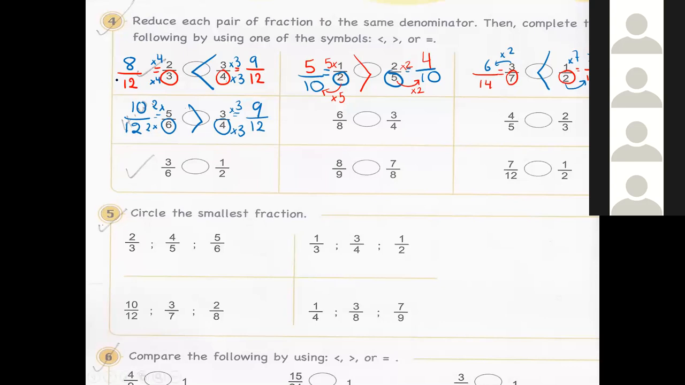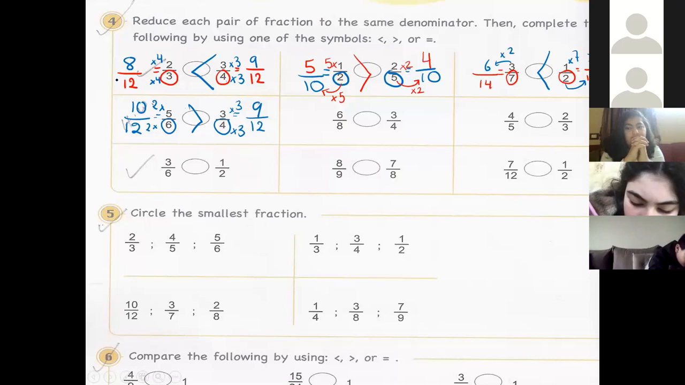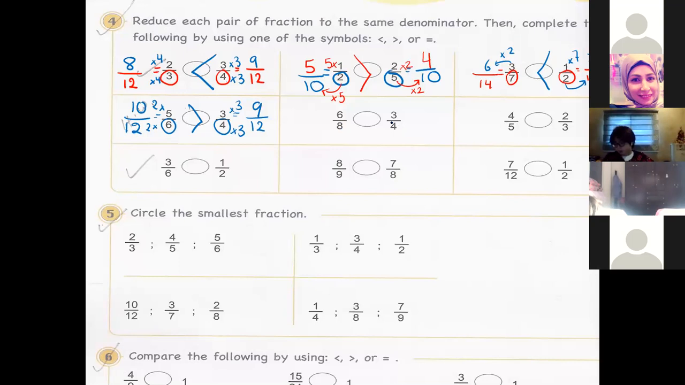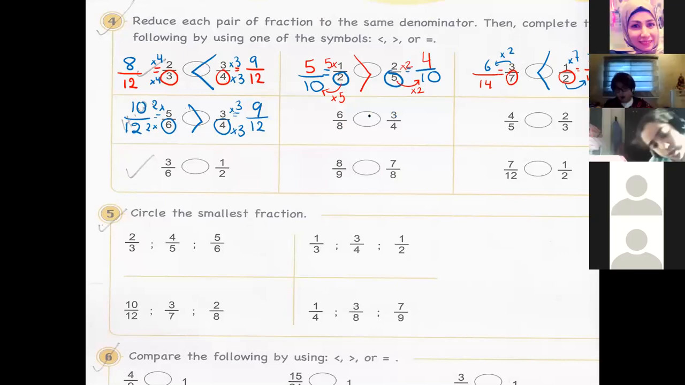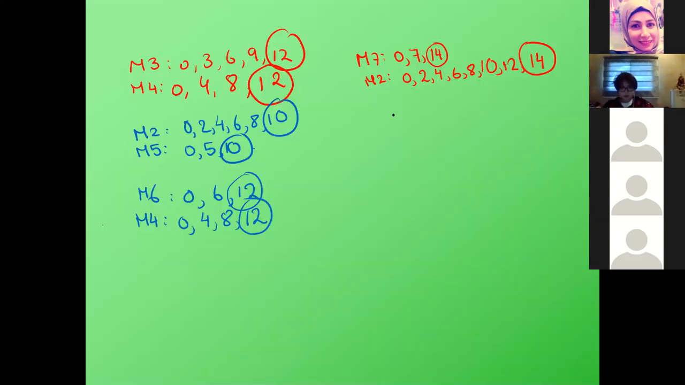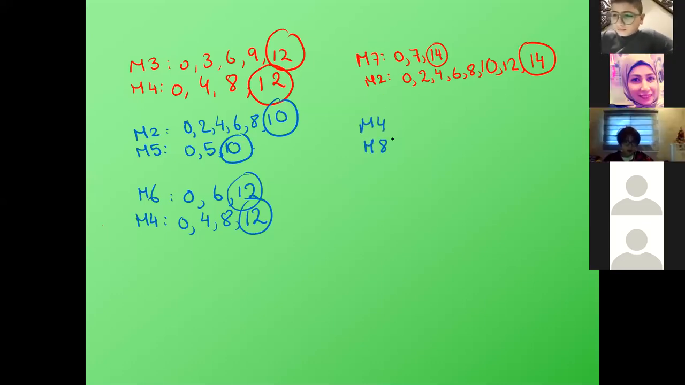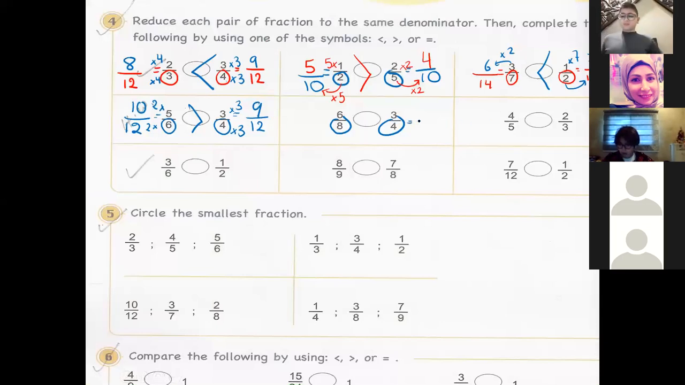Now, Jad Shibli. Yala ya Jad. The second one: 6 over 8 and 3 over 4. How do we compare them? We have to find the multiples of what? Of four and eight. Excellent. Multiples of 4 and multiples of 8. Tell me table 4: 0, 4, 8. What is the common multiple? 8. Excellent. I will write 8 on both sides because it's the common denominator.